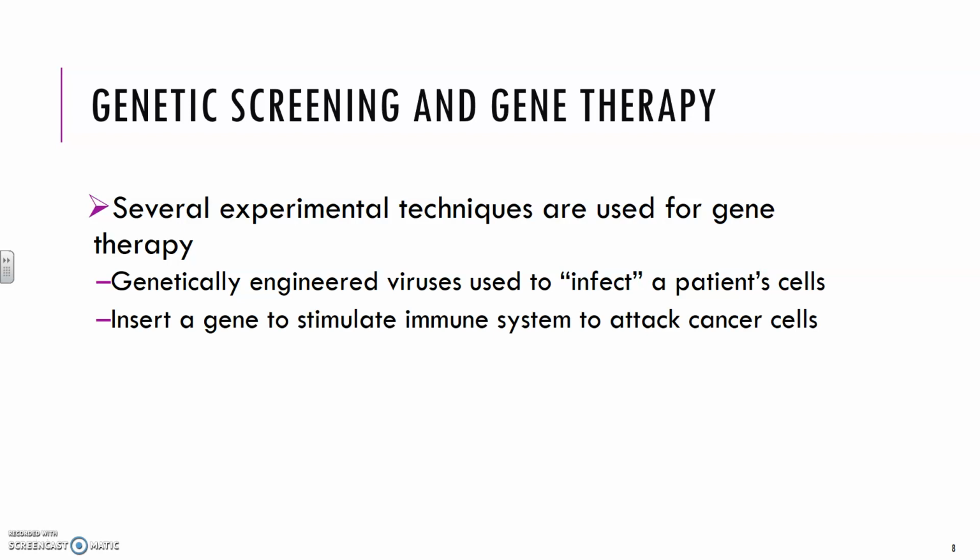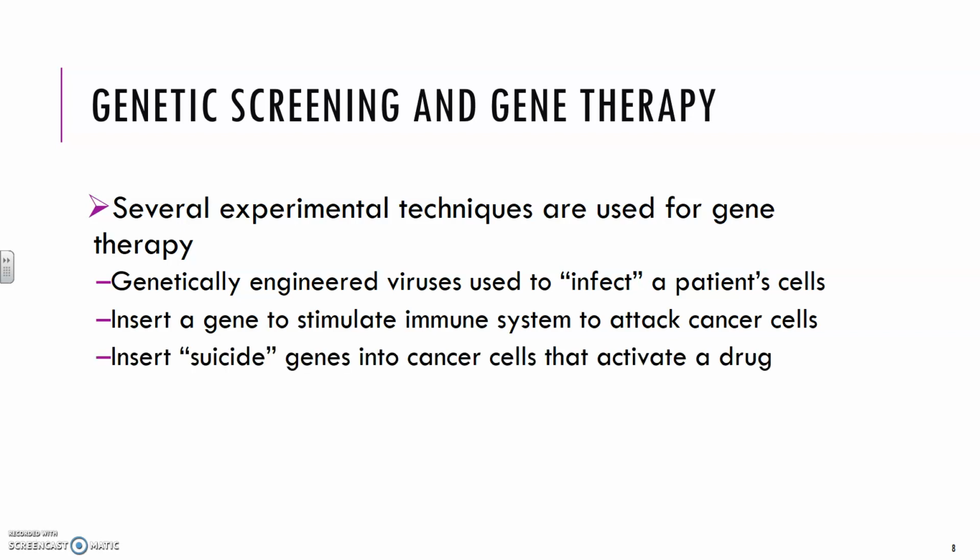And then you can also insert a gene to stimulate the immune system, okay, which would help it target and attack cancer cells. Again, this is kind of an iffy sort of thing, because if you overstimulate the immune system, how's it going to tell between a cancer cell and a healthy cell and not attack the healthy cell, and things like that? You can also insert suicide genes into cancer cells.